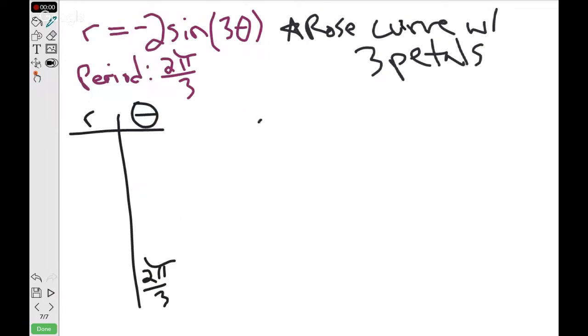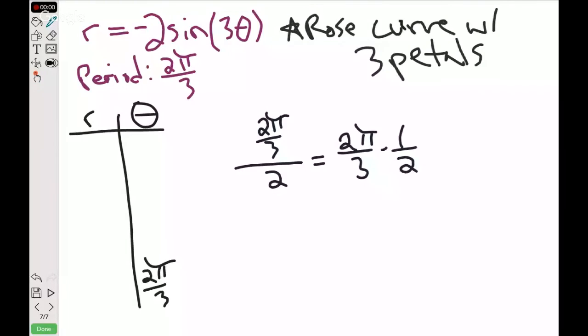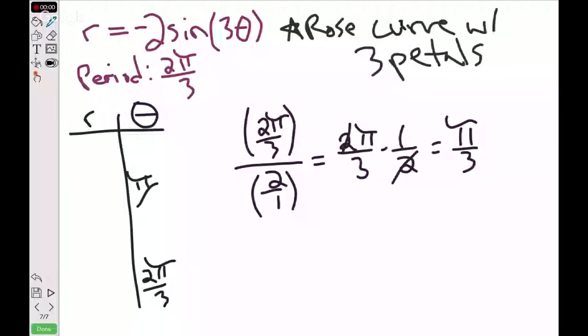If I do 2 pi over 3 divided by 2, right? That's 2 pi over 3 times 1/2, because this is really over 1. So I can make it a fraction divided by a fraction. And then you see that the 2's cancel and you get pi over 3. So that's my halfway point.